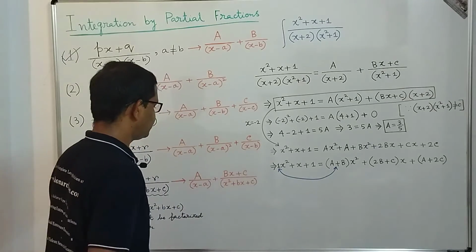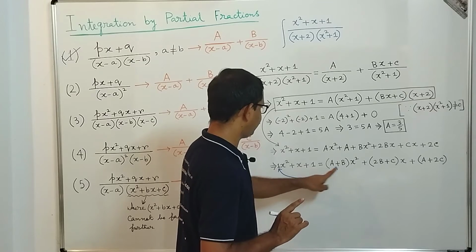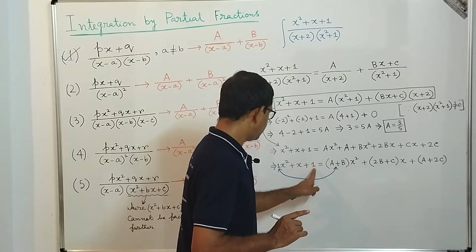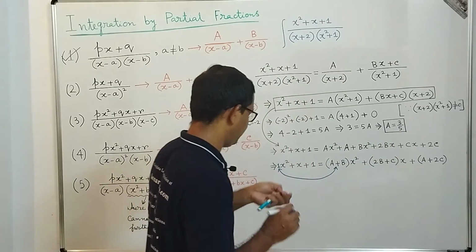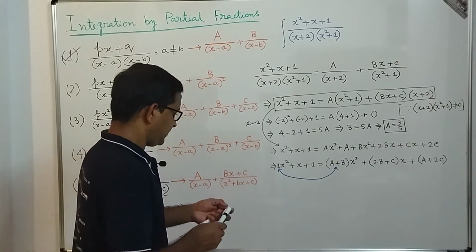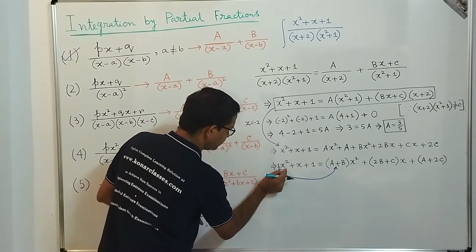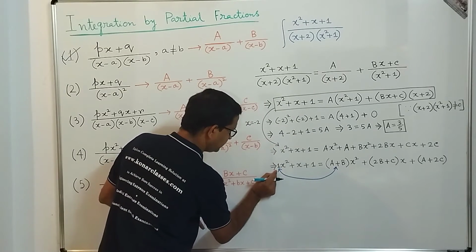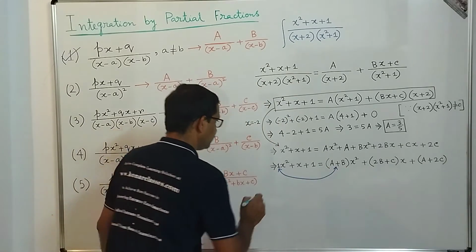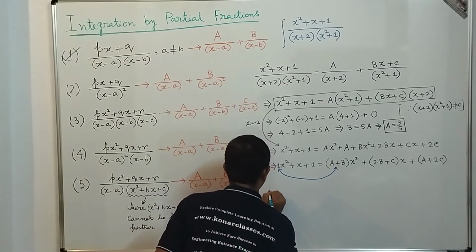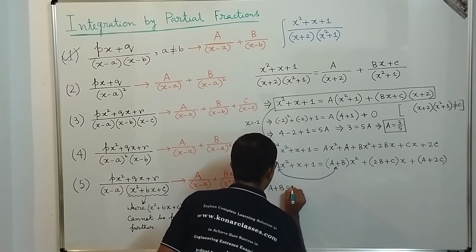Now we should not concentrate on finding this one. We should look into the constant term. We already found the value of a. Now let's complete this one. The coefficient of x square in the left hand side is 1 and the coefficient of x square in the right hand side is a plus b. So what we can write here, dear students? We can write that a plus b is equal to 1.